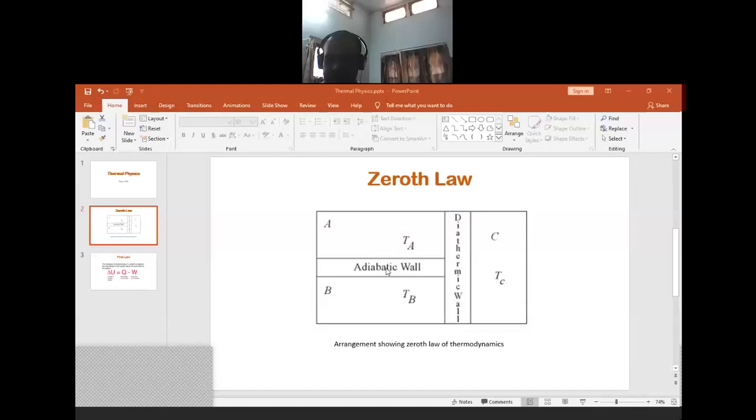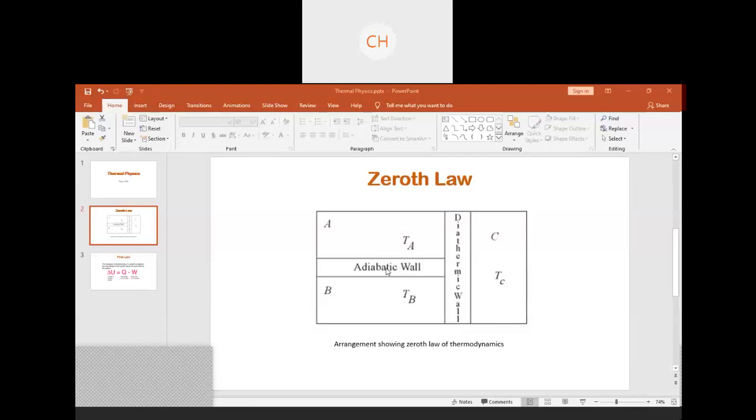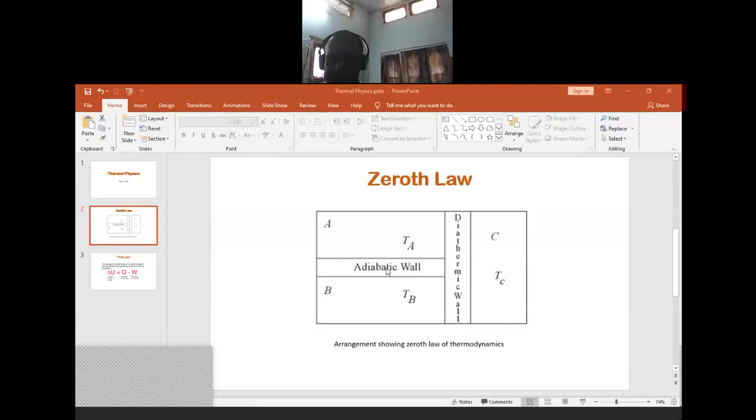Systems A and B are separated from each other by an adiabatic wall. So, comma, you write the definition of adiabatic wall. Of course we will learn with time, but for now, an adiabatic wall, comma, a wall which conducts no thermal energy. That is the definition of an adiabatic wall: a wall that conducts no thermal energy.